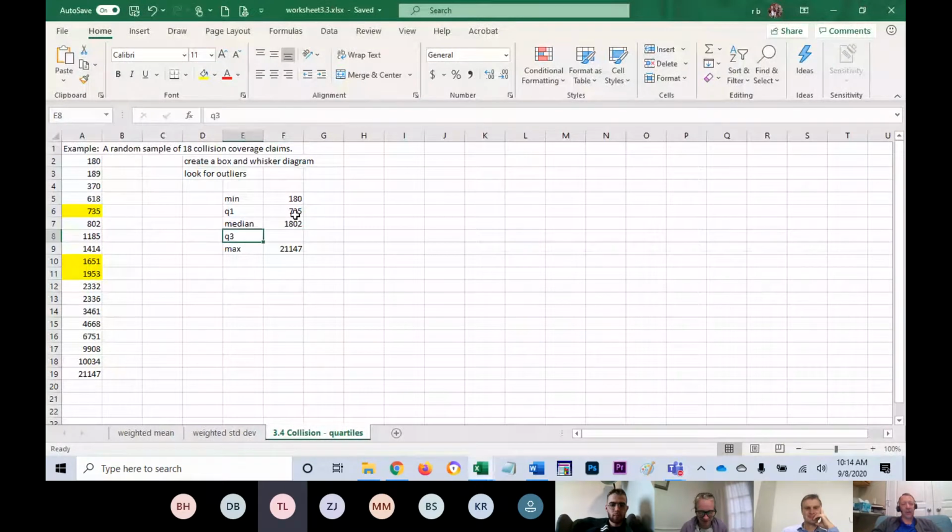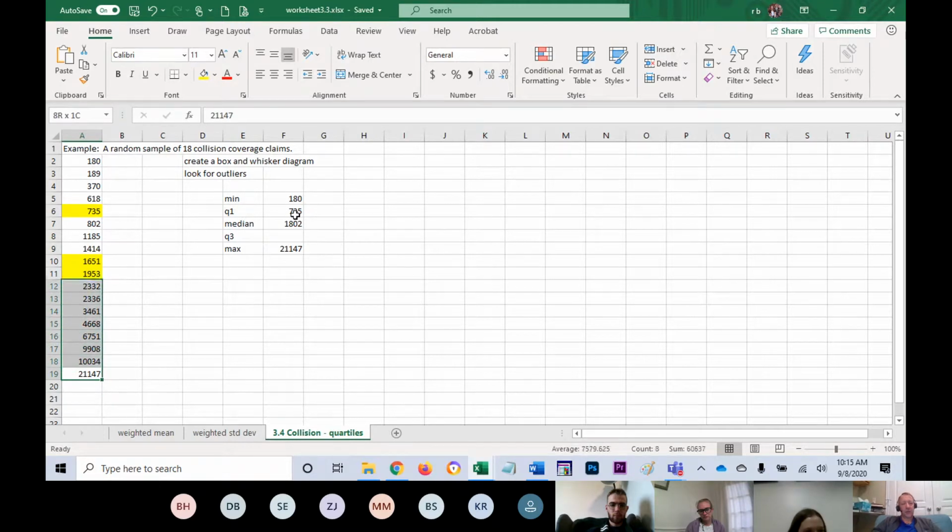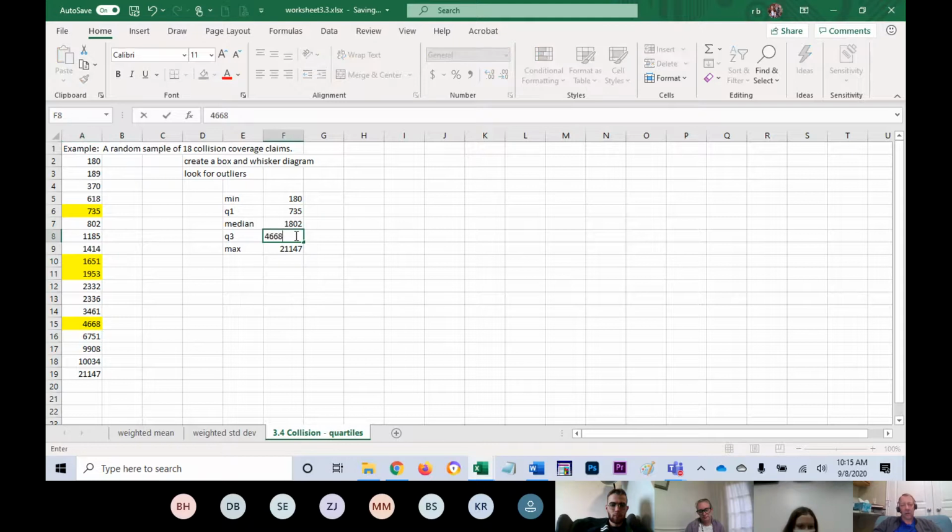Good job. So how do you find quartile 3? You do the same thing that you did for quartile 1, and so it's 9, so you add 1 and then divide it by 2, so that'd be 5. Okay, and so we would be counting 5 from the 1953, on row 15, so that'd be 4,668. So 1, 2, 3, 4, 5. Okay, 4668. Perfect. You guys are on the ball.